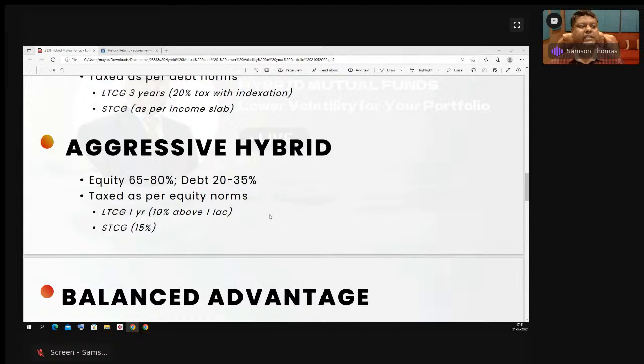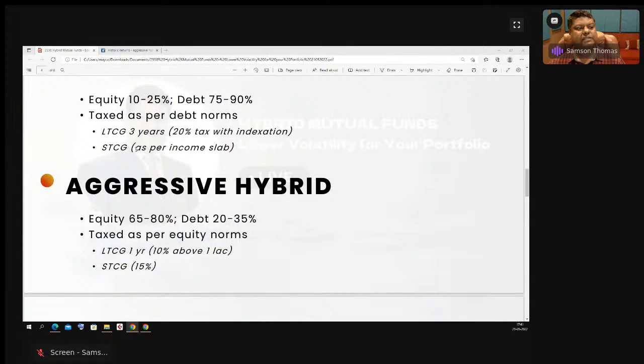So you see that equity taxation has a lot of benefit compared to the debt taxation, right? In equity, you have a shorter holding period, just 1 year, compared to debt where you have 3 years. And in equity, you have a 1 lakh exemption, and over and above that it is just 10% flat, and short term is 15% flat. But in debt, you have short-term capital gain as per the income tax slab rate. So whatever is your slab rate, if you are in the 30% bracket, you'll be taxed at 30%. And for the holding period of 3 years, you get 20% tax here.